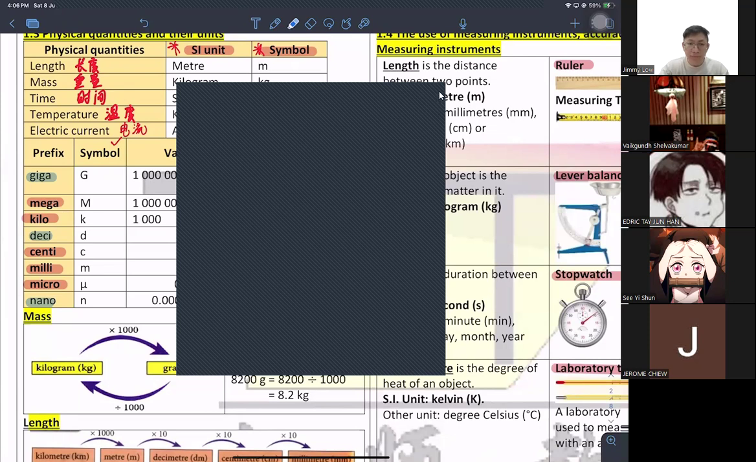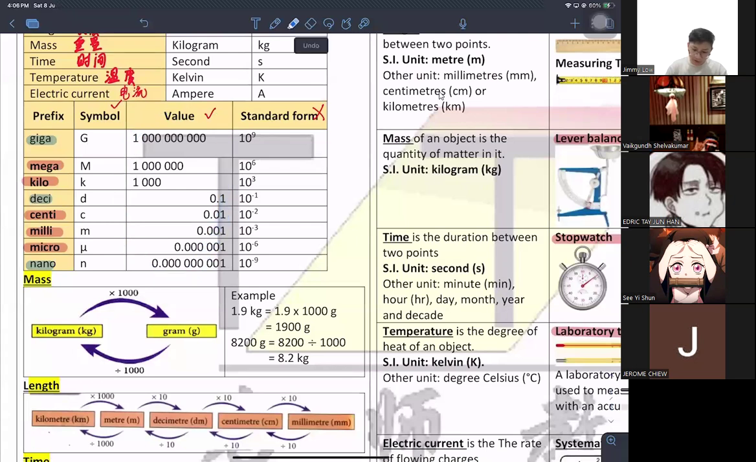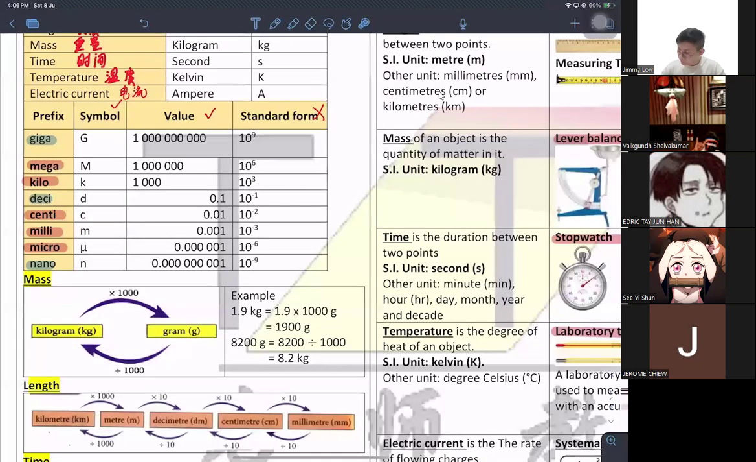The next part here is you have to know what their value is. Basically, the standard form you don't need to go through. What you have to know is the value. How many zeros do they have? Okay, hold on. It's okay, my dad. Spare me like 30 seconds.